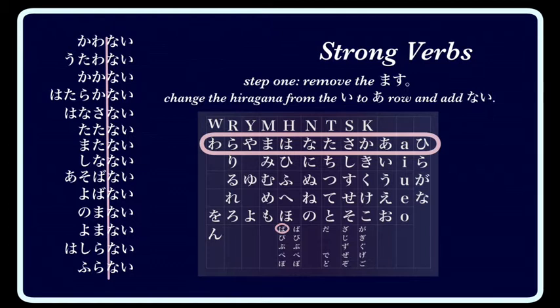Asobanai, not play. Yobanai, not call. Nomanai, not drink. Yomanai, not read. Hashiranai, not run. Furanai, not fall when we're talking about snow or rain. And that gives us the plain negative. There's a lot of different things we can do with the plain negative, including helping us to say must, which you can look at in the video on saying must in Japanese.